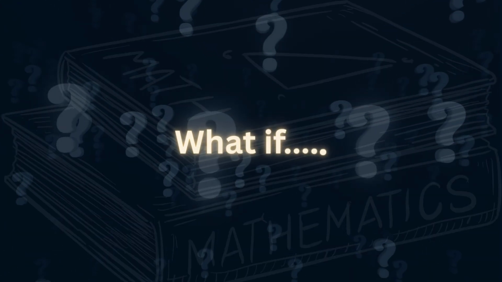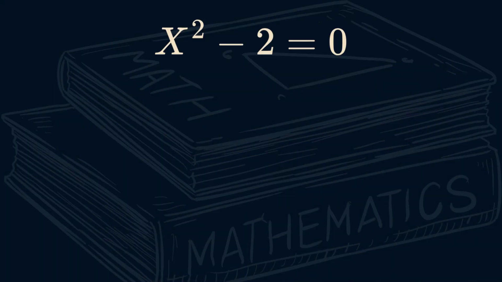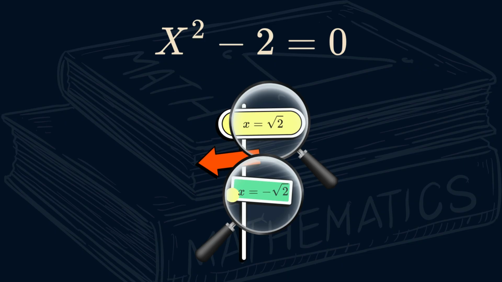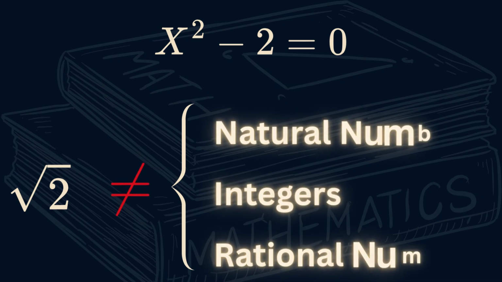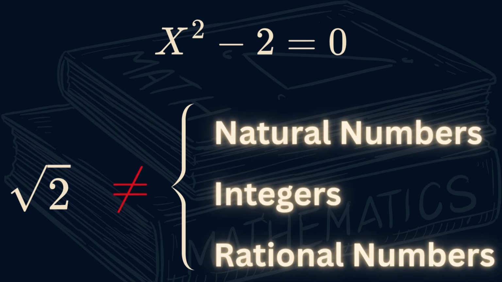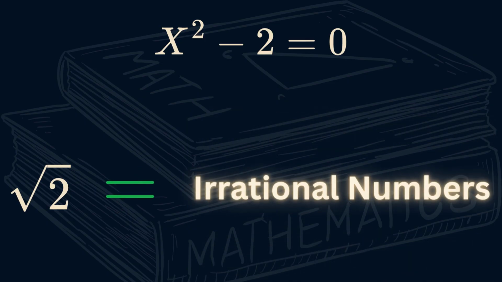But now consider a slightly different equation. x squared minus 2 equals 0. Solving this equation gives x equals square root of 2. Now here's the interesting part. The square root of 2 is not a natural number. It is not an integer. It is not even a rational number. It is an irrational number.